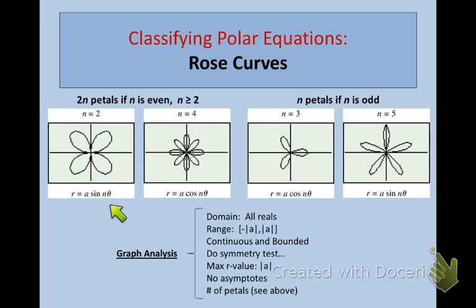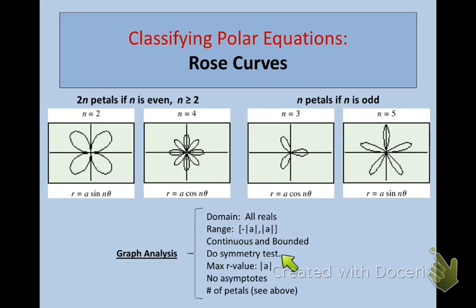All right, some things to watch for. Domain is all reals. These are all going to have some really nice symmetry going on, okay? But the range is going to go from negative A to A. So the petals basically could go out in a negative radius direction of A or a positive radius direction of A.